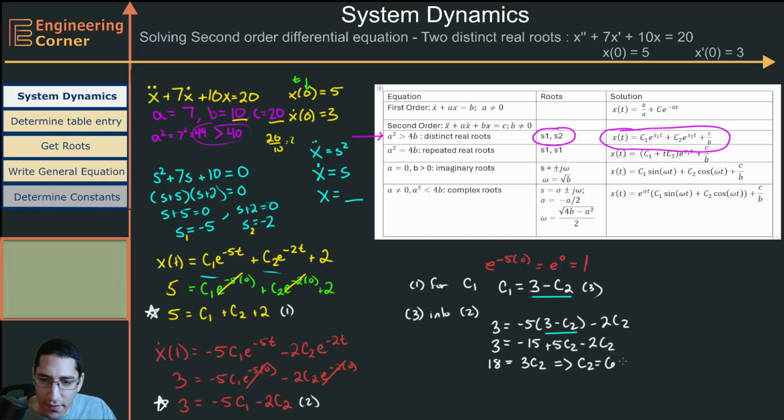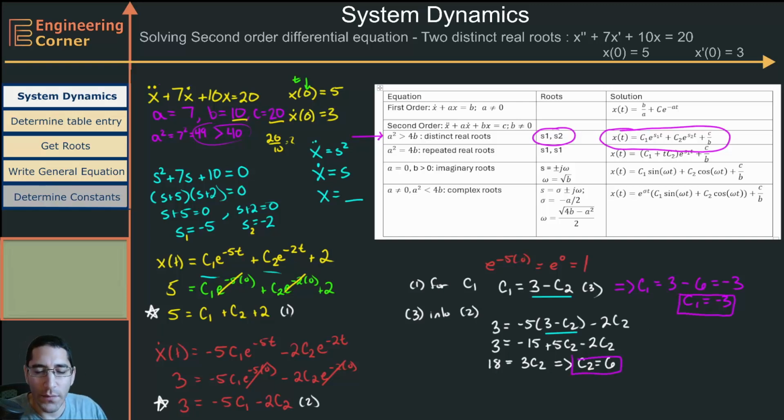All right, now that I know what C2 is, I can substitute back into this equation, and what I get is C1 is equal to 3 minus 6. And this is equal to minus 3. So C1 is equal to minus 3.